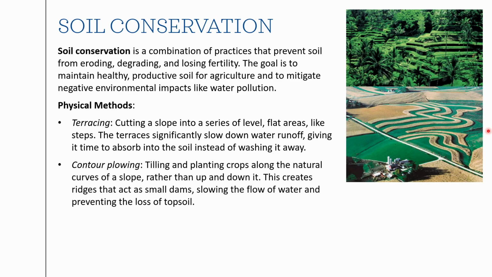We also have contour plowing, which is basically, as you notice from this picture, we would plant our crops and till the soil along with the contours of the hill. We wouldn't plow or plant crop rows going up and down the hill, but rather along the side of the hill. This basically creates ridges that retain water and don't allow it to just flow down channels down the hillside.